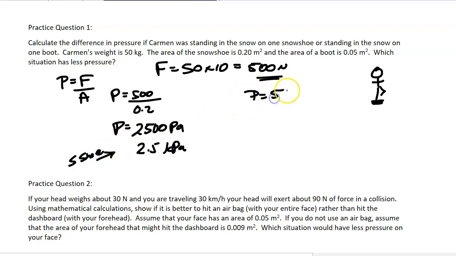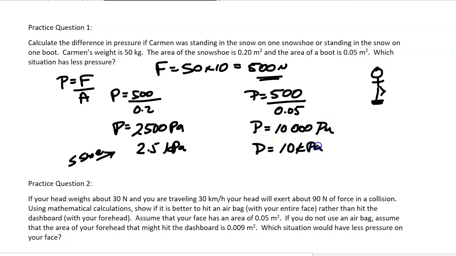But we're keeping that same force. However, underneath the boot, we've got less area. And when you calculate that out, you get 10,000 pascals, or a pressure of 10 kilopascals, and that's for the boot. Notice as we decrease the area, we increase the pressure. Force stayed the same in this case.